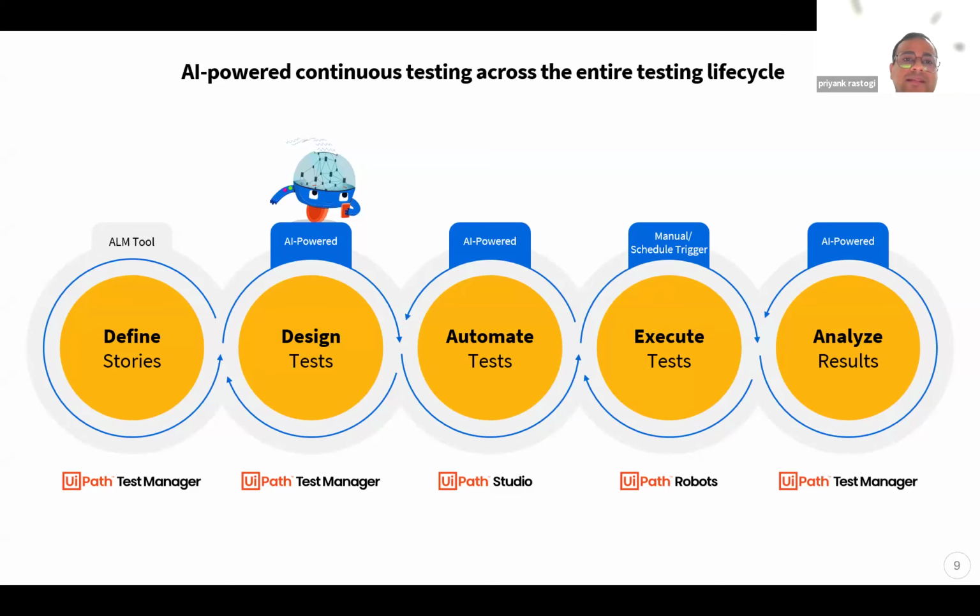In this slide, we see AI-powered continuous testing across the entire testing lifecycle. The very first, which I mentioned already, is the ALM tool, let's say Jira, Application Lifecycle Management. The user goes there and defines the stories. I'll give you an example during my live demo. So a story is like, let's say, a loan application needs to be submitted on a bank application UI. Now, for that one, there can be multiple stories when it comes to testing.